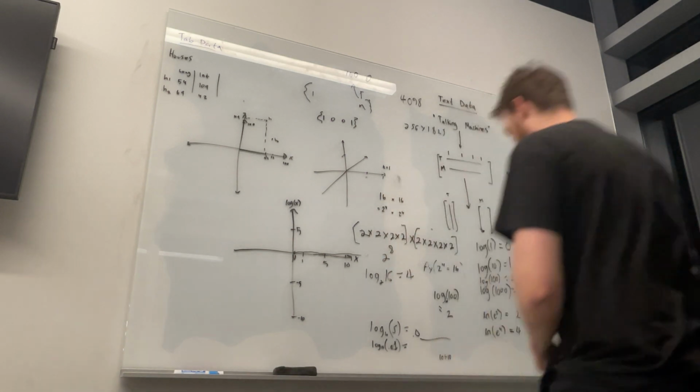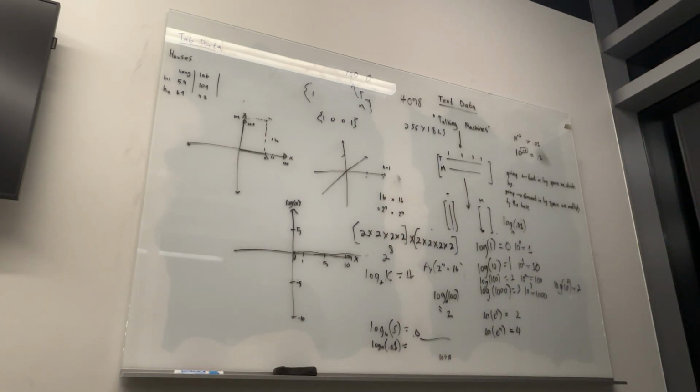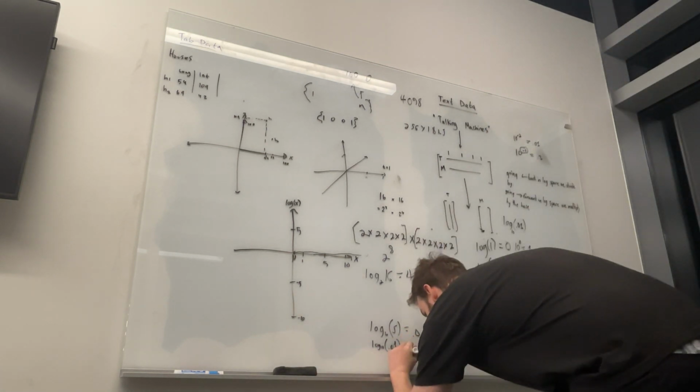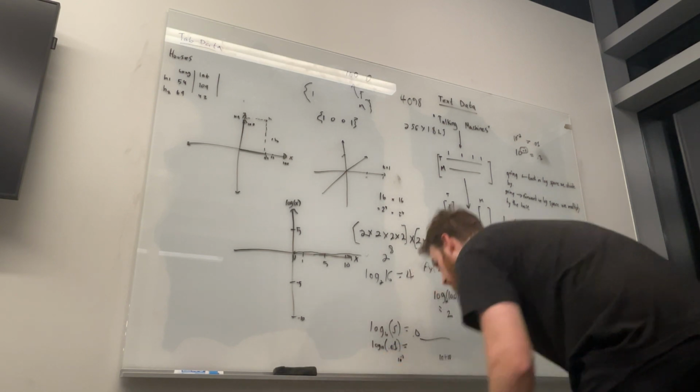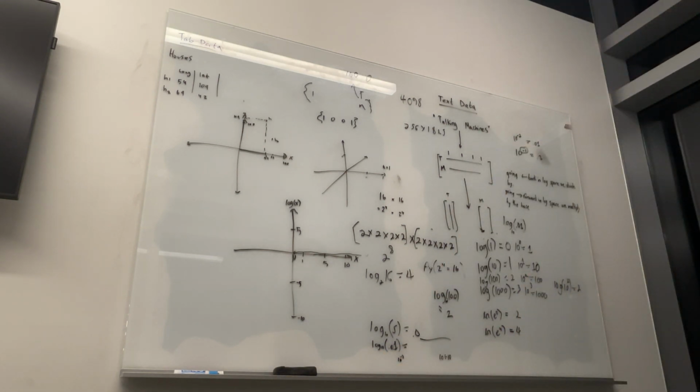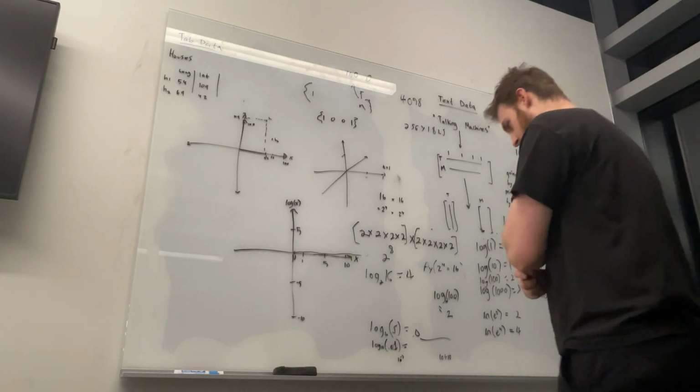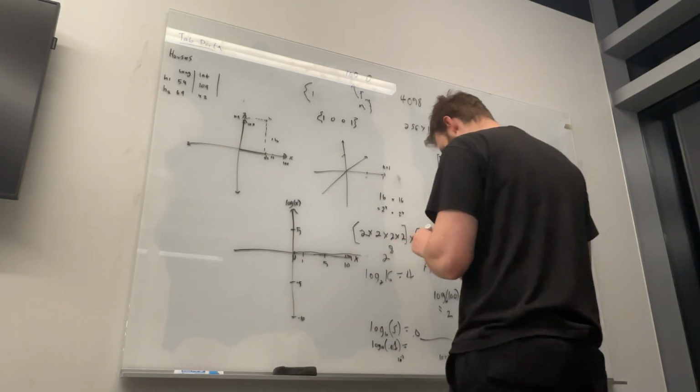So what would that be equal to? Log 10 of 0.01. Yeah, exactly. 10 to the negative 2. Because you start at 1, you divide twice, and you get to 0.01. You divide by 10 twice.